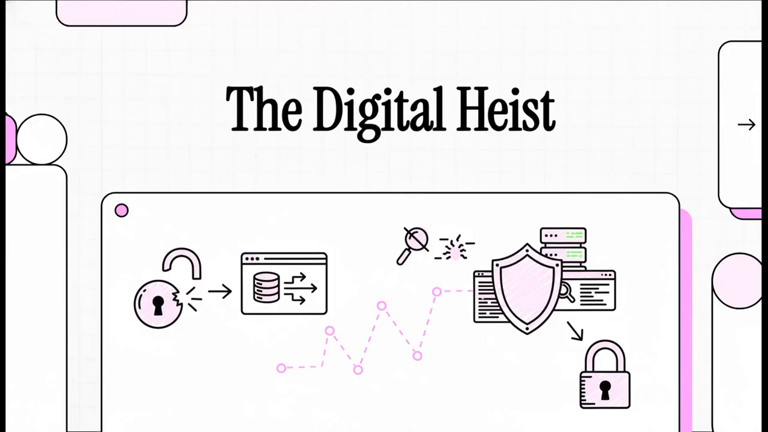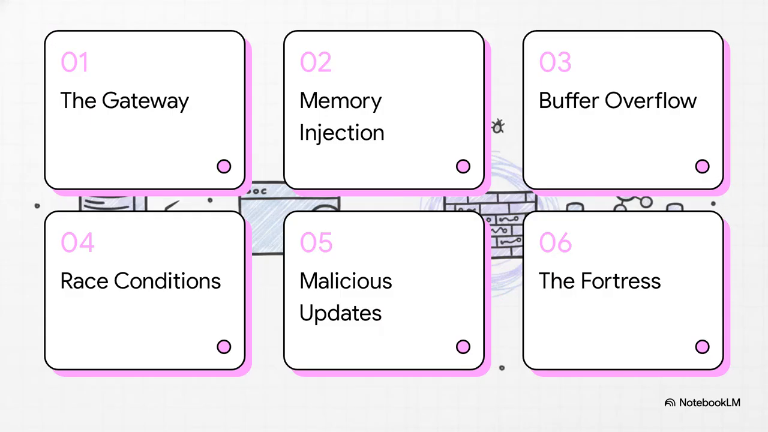Welcome to This Explainer. Today, we are unpacking the digital heist, application vulnerabilities and defenses. If you've ever found yourself wondering how secure software actually gets compromised, and more importantly, how you can stop it, we're figuring that all out today by exploring the actual mechanics of application vulnerabilities. Let's dive right in. Here's a quick look at our roadmap for stopping a digital heist.